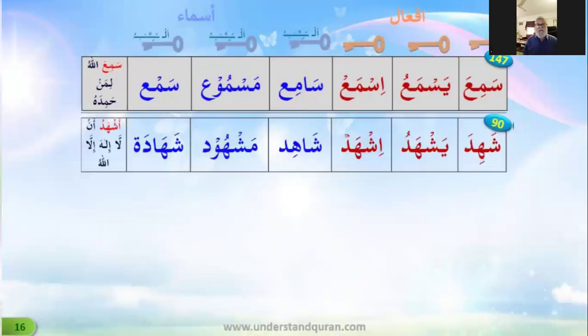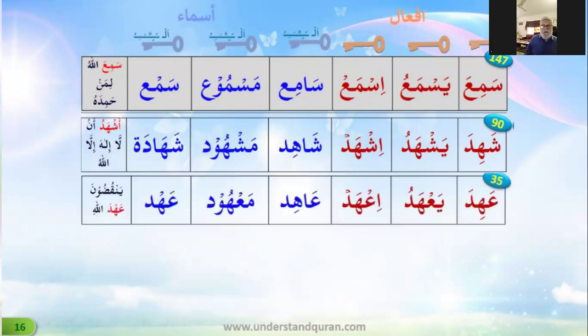The next one is shahida, yashhadu, ishhad. Shahidun, mashhudun, shahadatun. Shin ha dal is the root letter and Bab is Samia. And the reference ayah is Ashhadu an la ilaha illallah. Ahida, ya'hadu, i'had. Ahidun, ma'hudun, ahdun. Meaning, we can say, yanqudoona ahdallah.